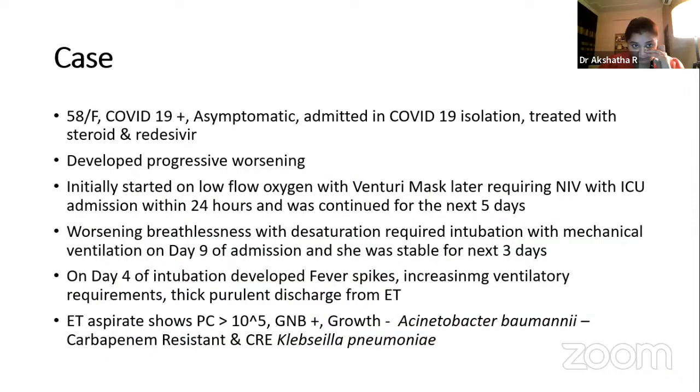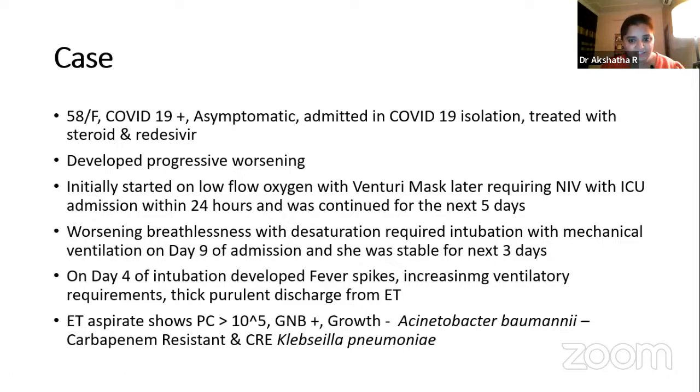Next, we have a case. A 58-year-old female, COVID positive. She was asymptomatic. She was admitted in COVID-19 isolation and was treated with steroid and remdesivir. So she developed progressive worsening.